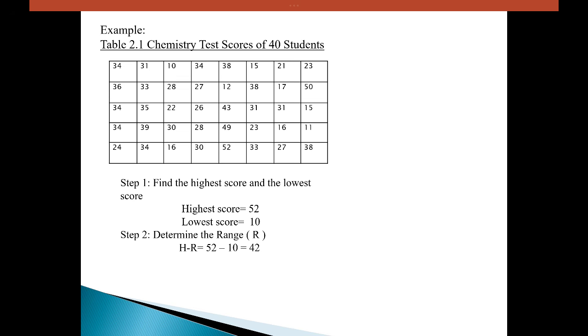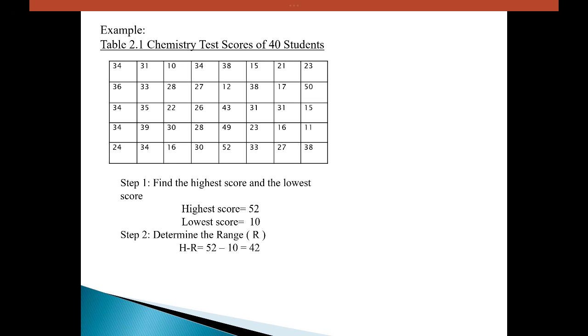Okay, it's hard to imagine if I'm just explaining with words. So let's try this example. We have here the chemistry test scores of 40 students. So these are the scores of the following, in a 10 by 4 table. We are tasked to create a grouped frequency distribution of this interval data. Okay, interval variable. So find the highest and the lowest score.